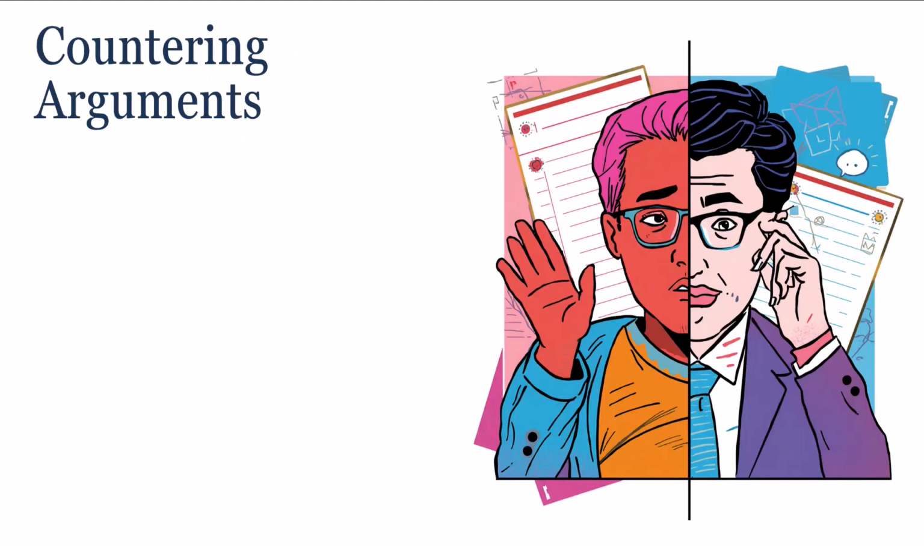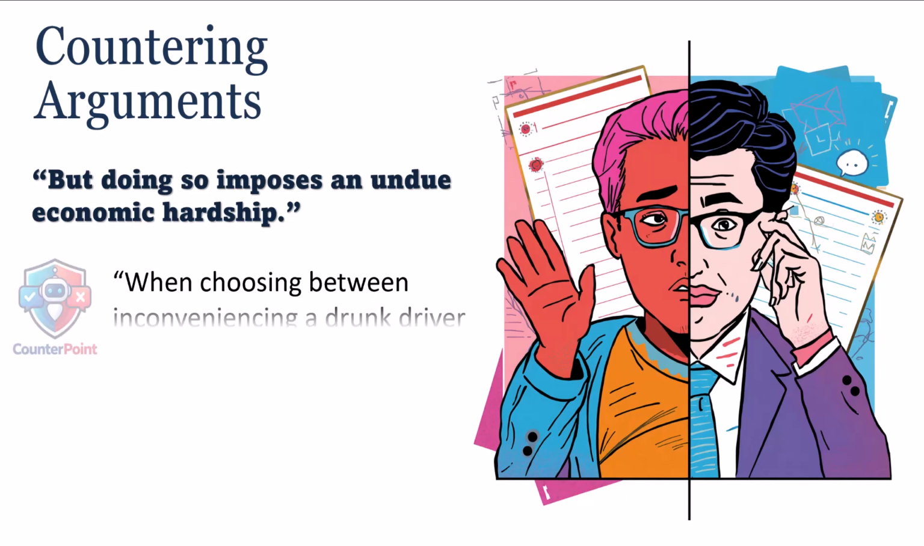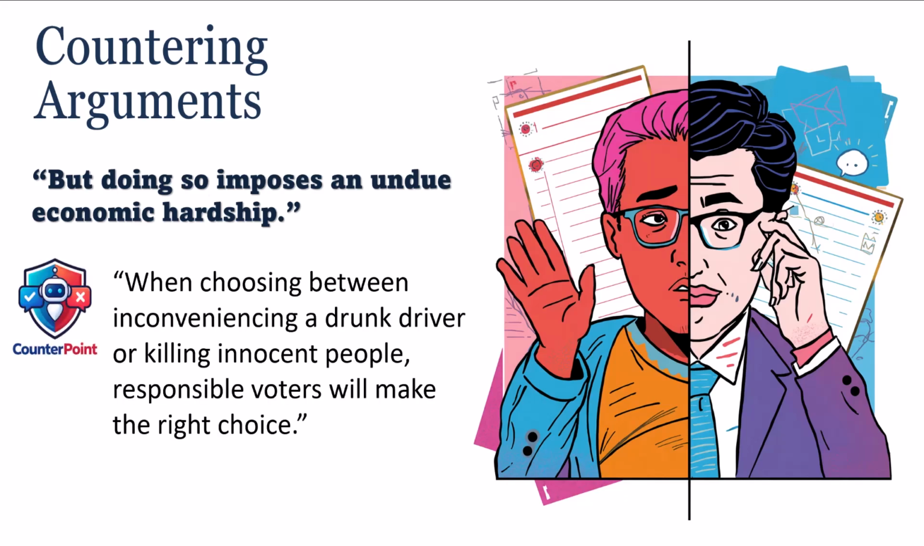An important strategy for the last two groups, neutral and disagreeing, is to bring in one or more of the opposing side's arguments, then to cast doubt on it to show its flaws. For example, those opposed to immediately revoking any drunk driver's license might argue that doing so imposes an "undue economic hardship," to which you might reply, "When it comes to choosing between inconveniencing a drunk driver's transportation to work or the death of innocent people on the highway, I'm confident responsible people like you will make the right choice."